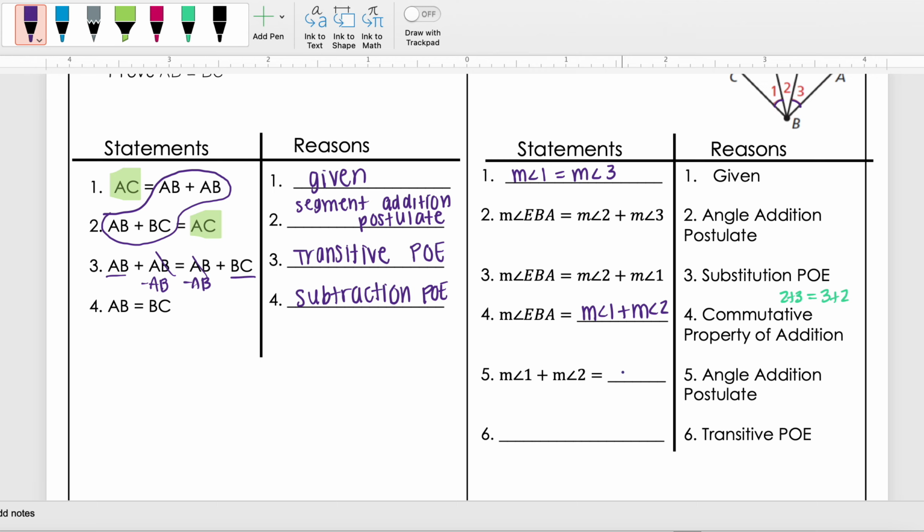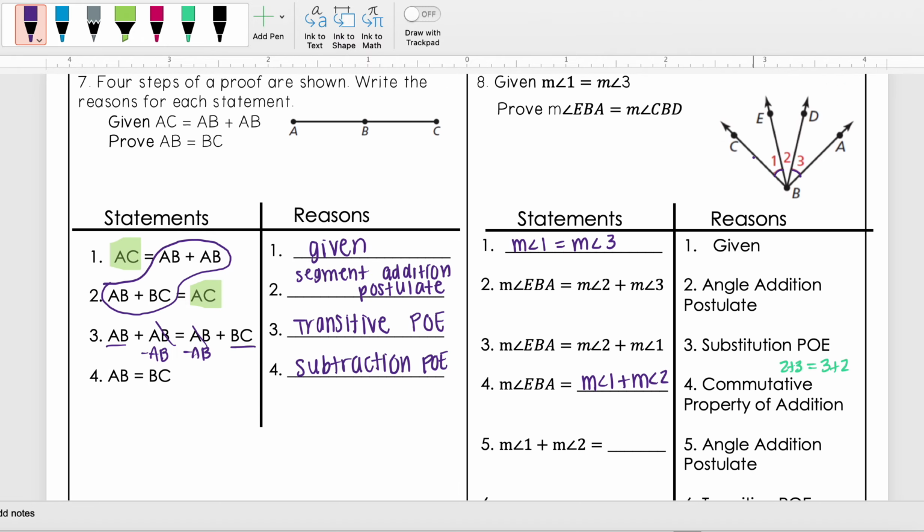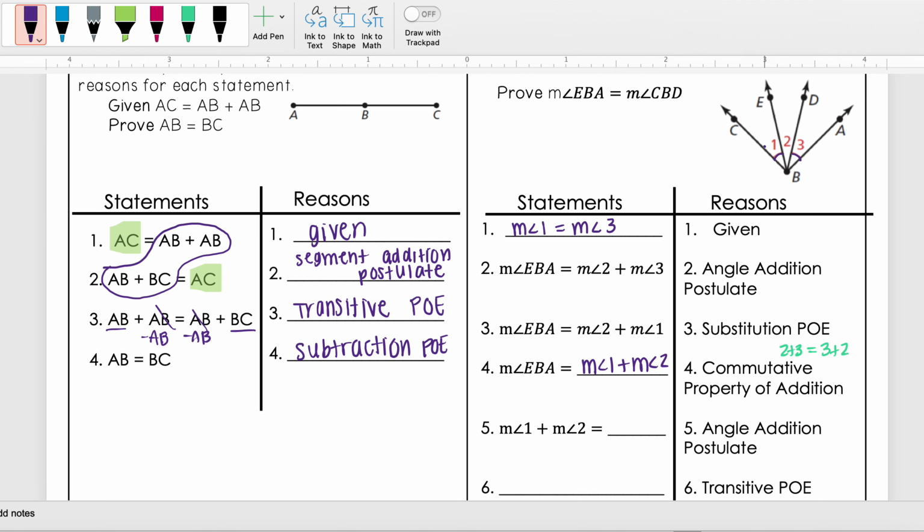Okay, and then for this next one, it says measure angle 1 plus measure angle 2 is equal to blank. And the reason they have here is angle addition postulate. So I need to look back at the figure and see, okay, what does the measure of angle 1 plus the measure of angle 2 equal? What angle would that be? Well, angle 1, angle 2, that's going to be angle CBD.